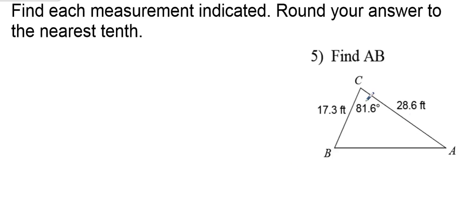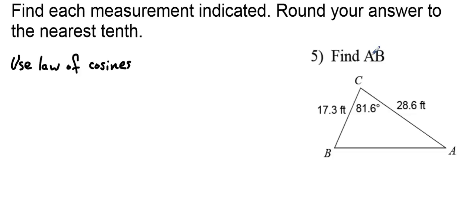Now, in this diagram, we do not have a side and an angle that are across from each other. For instance, we have angle C, but not side C. We have side A, but not angle A. And we have side B, but not angle B. So we're going to have to use the law of cosines, and we'll determine which one in just a minute.